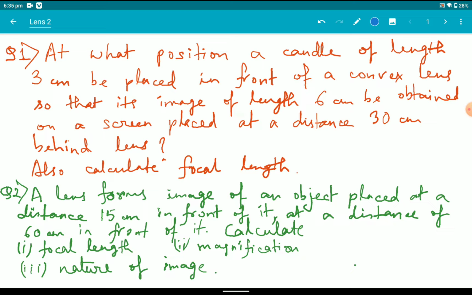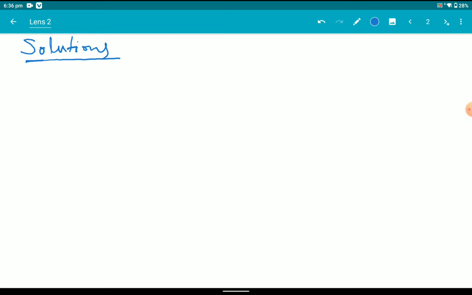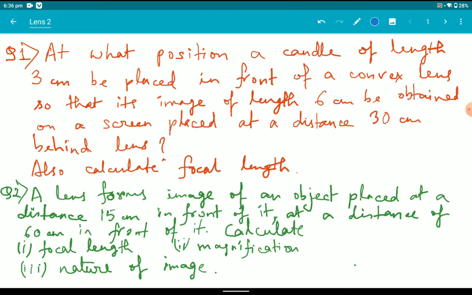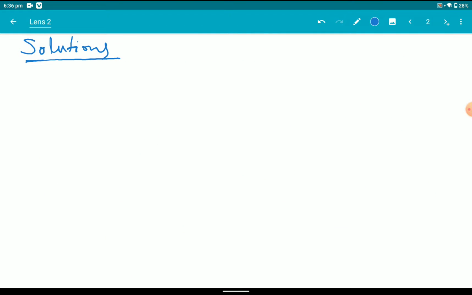First of all, see, it has been said that the candle length is 3 cm. Okay, so 3 cm candle length means this is the object height. So if you have remembered the sign convention as we have discussed in the lectures of the lens chapter, the object height is always positive, denoted by the letter O. So here the object height is 3 centimeter. So let us write it.